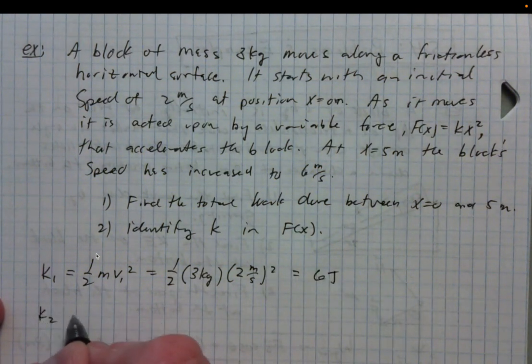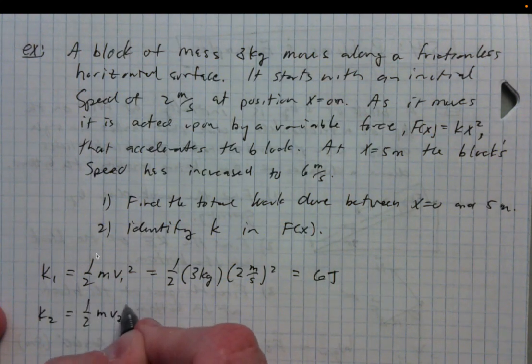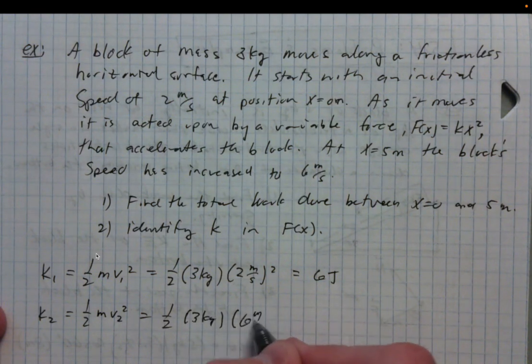Okay, and then K2 is again 1/2 m, but this time the final velocity, V2. So 1/2 times 3 kilograms times 6 meters per second squared.